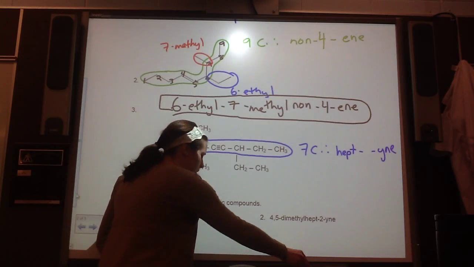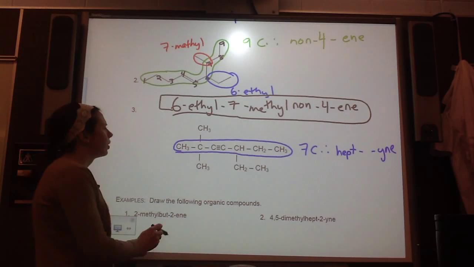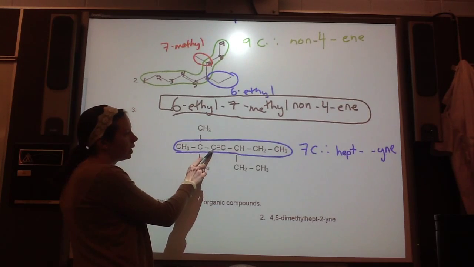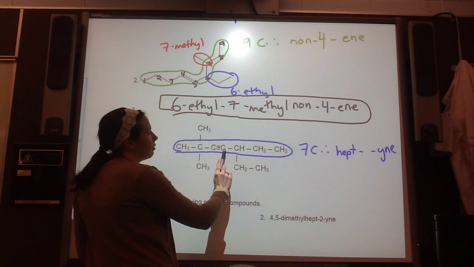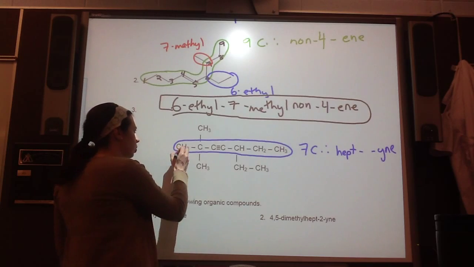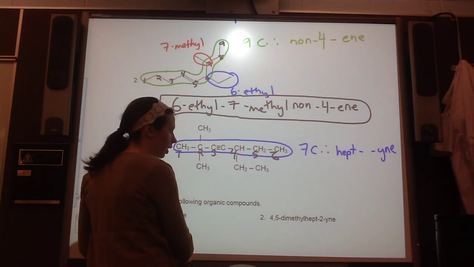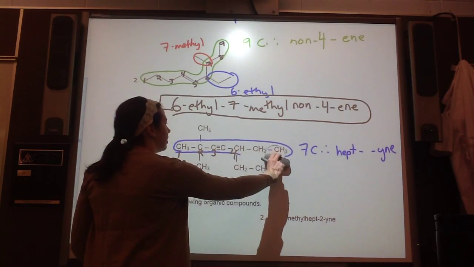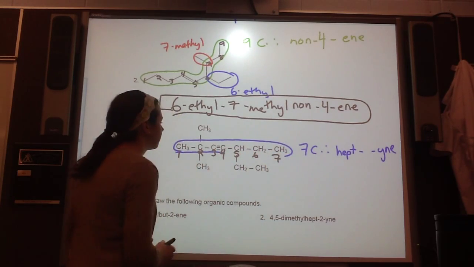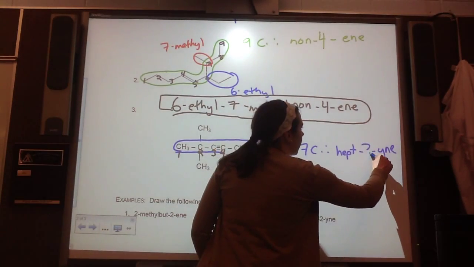Let's see what we can do about our numbering here. If I go this way, 1, 2, 3, my triple bond is on number 3. If I go the other way, 1, 2, 3, 4, my triple bond's on 4. So I'm going to go from left to right. 1, 2, 3, 4, 5, 6, 7. Sorry about that. So then I know my heptyne is on 3.